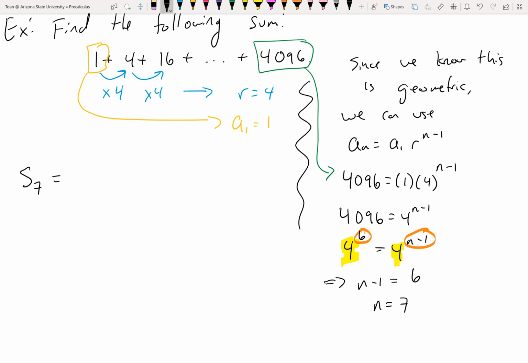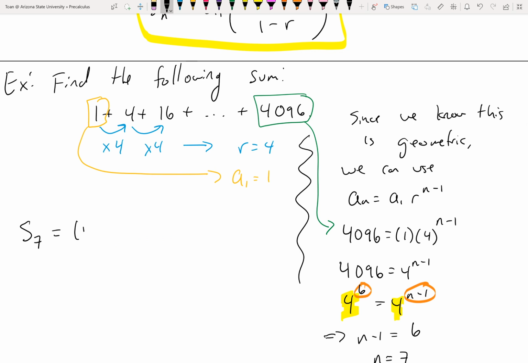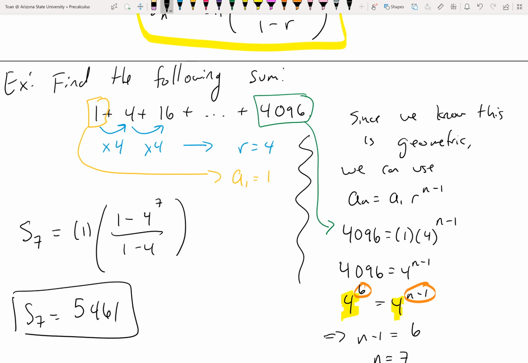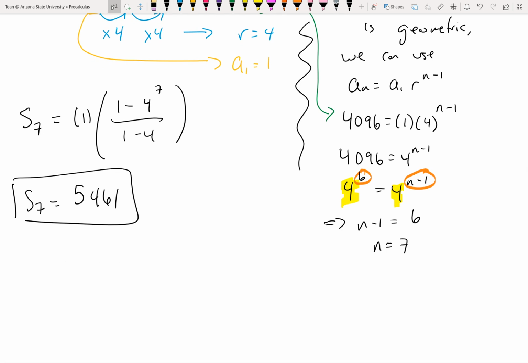S sub 7 is equal, now we're just following the formula that I highlighted above. The first term is 1 times 1 minus r, which we said was 4, raised to the nth power, which we said was 7, all over 1 minus 4. Notice how we have all numbers, so even though it looks crazy complicated with fractions and whatnot, just pop it into your calculator. If you do, you're going to get 5,461. So these problems should be a piece of cake. These should be pretty straightforward.